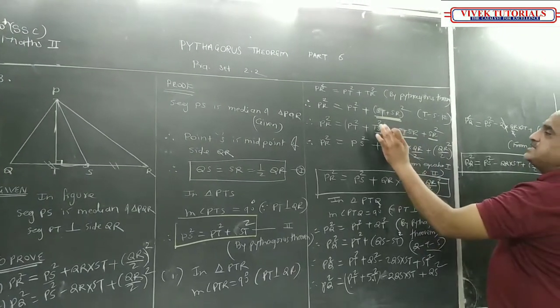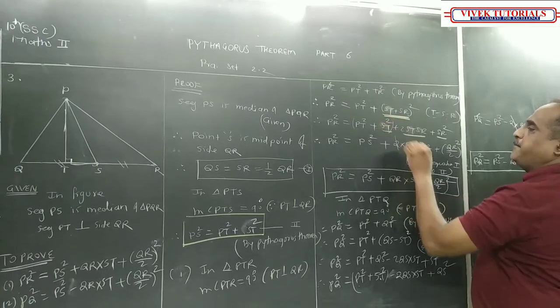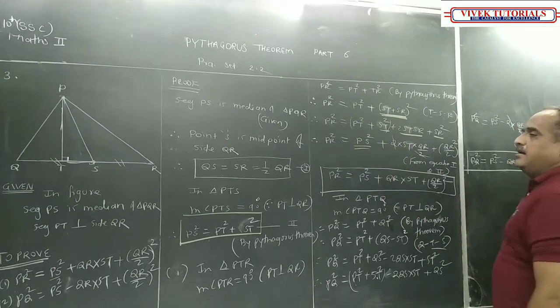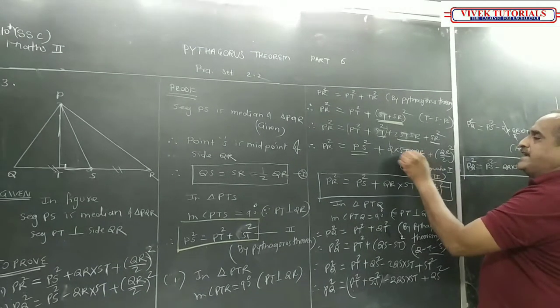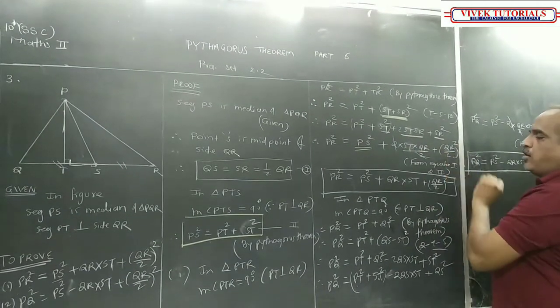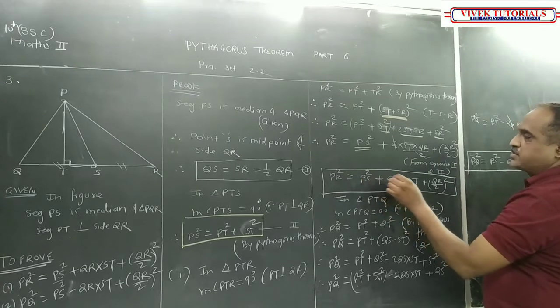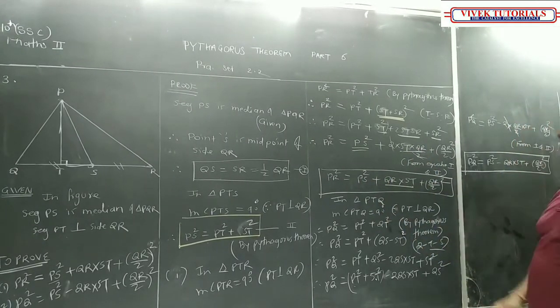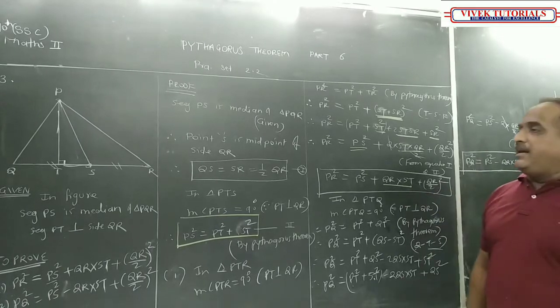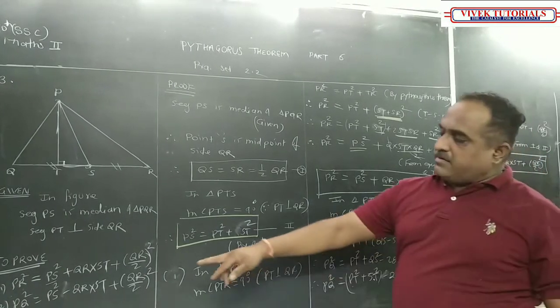So, that is A square plus 2AB plus B square. But PT square plus ST square, that is nothing but what? PS square. अब क्या होगा? 2 कैंसिल होगा यार. ST into QR upon 2. तो PR square is equal to PS square plus QR into ST plus QR by 2 the whole square. ये पहला प्रूफ हो गया, in triangle PTR.